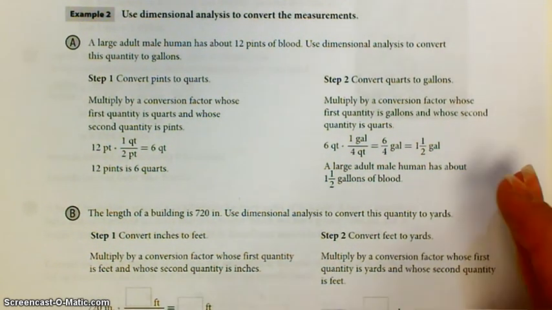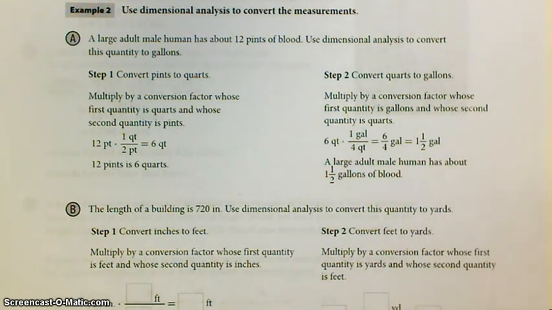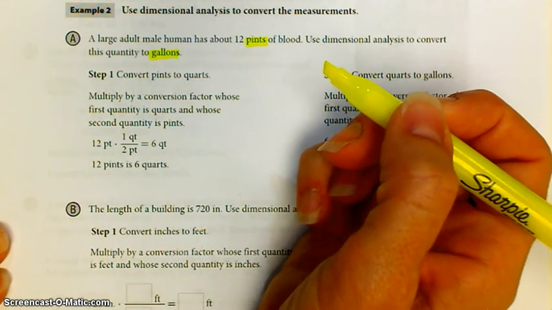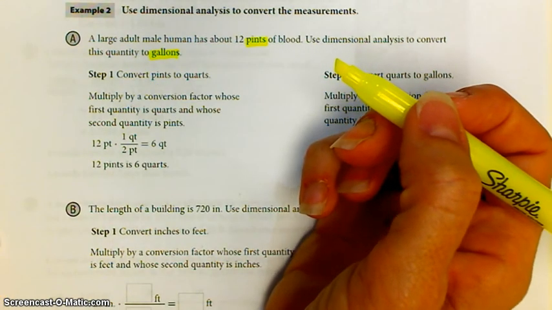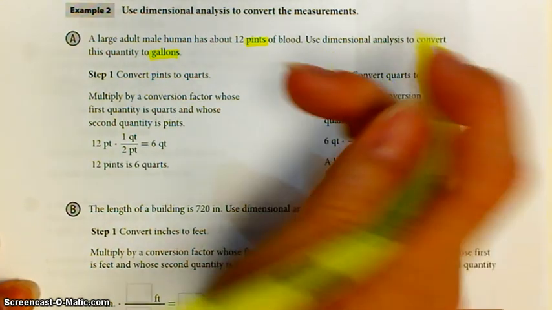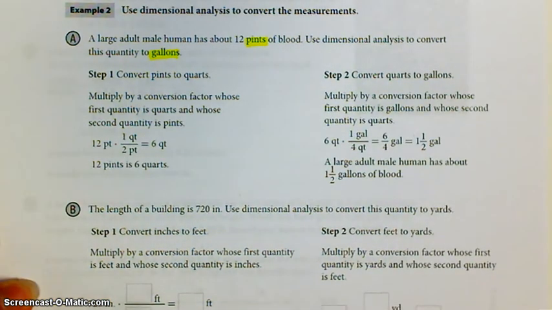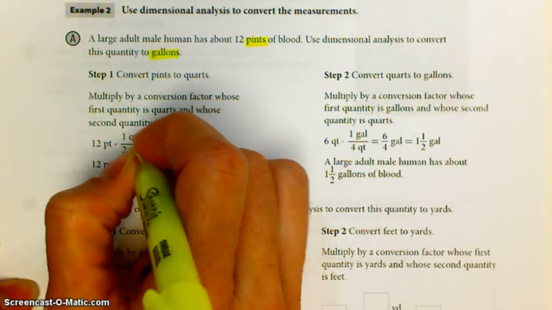It says use dimensional analysis to convert the measurements. A large adult male human has about 12 pints of blood. Use dimensional analysis to convert this quantity to gallons. So they want to go from pints to gallons. Okay, now you need to know how many pints are in a gallon in order to do this, or how many pints are in part of a gallon.